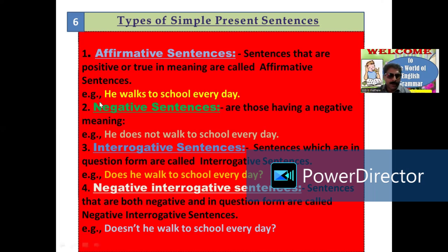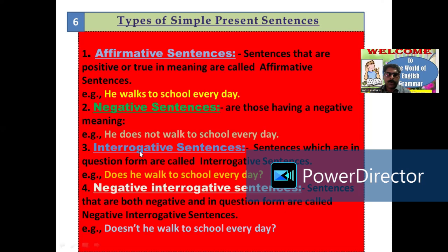Next, we are going to see negative sentences. Negative sentences say that something doesn't happen or have a negative meaning, like I don't walk to school or he does not walk to school every day. Anagha, can you try a negative sentence? Anagha responds to the teacher's question, sure, I don't play football. Perfect answer.